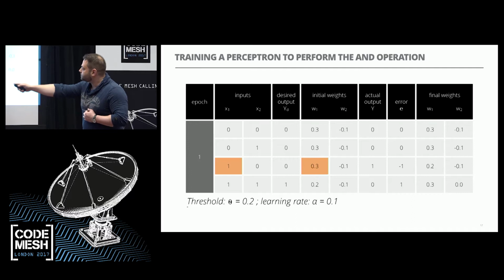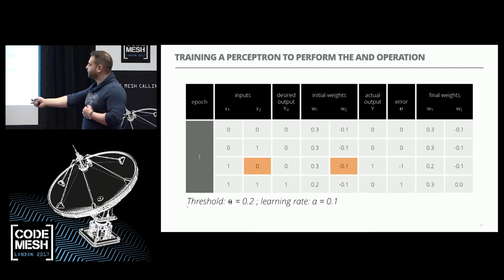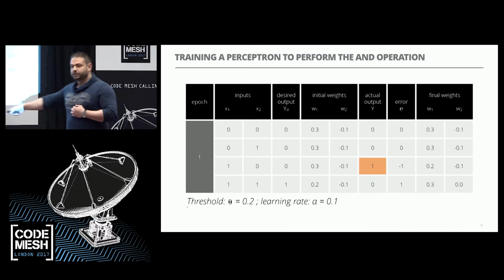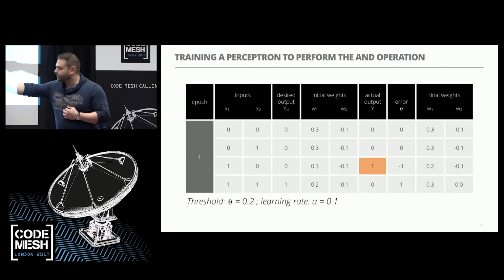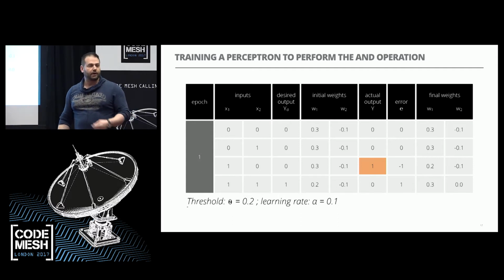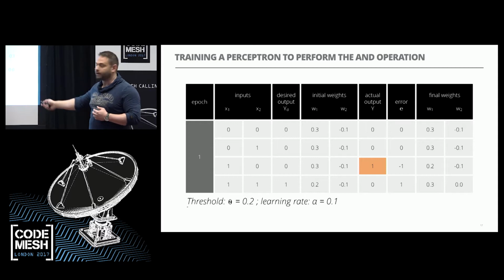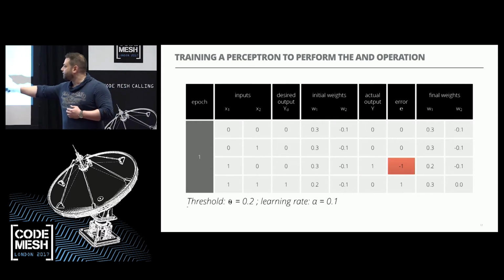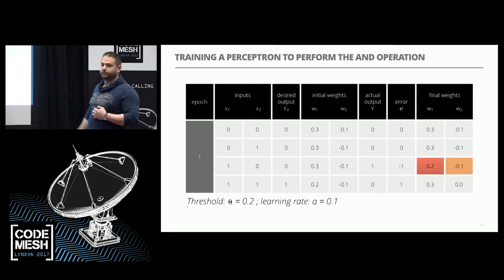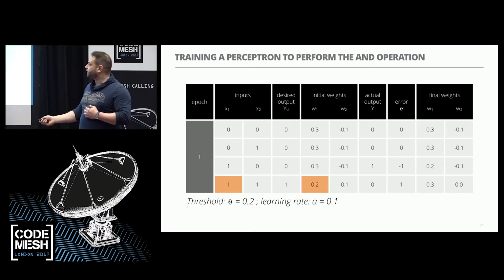Now the next one. So now we have 0.3 plus 0. So now the actual output is 1, right? Because 0.3 is higher than the threshold. But the inputs are 1 and 0, right? And for the AND function, 1 and 0 should give us a 0, right? So we have an error now. The error is minus 1, so this means we update the weights.